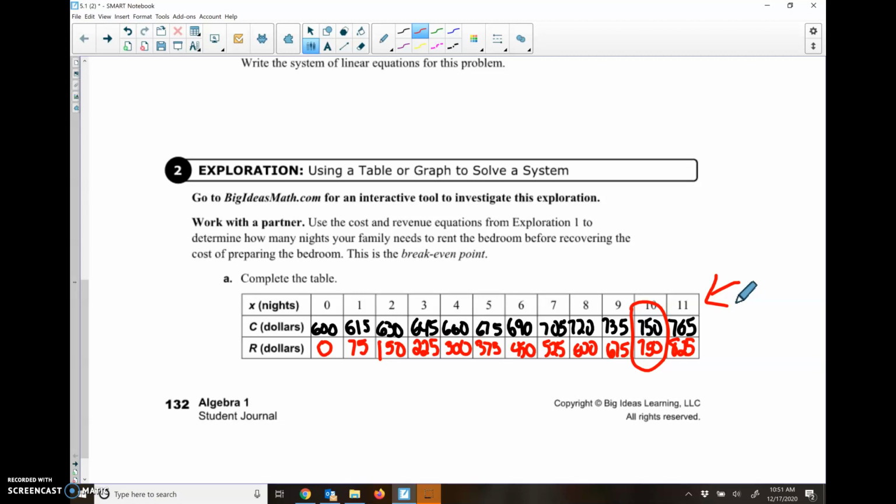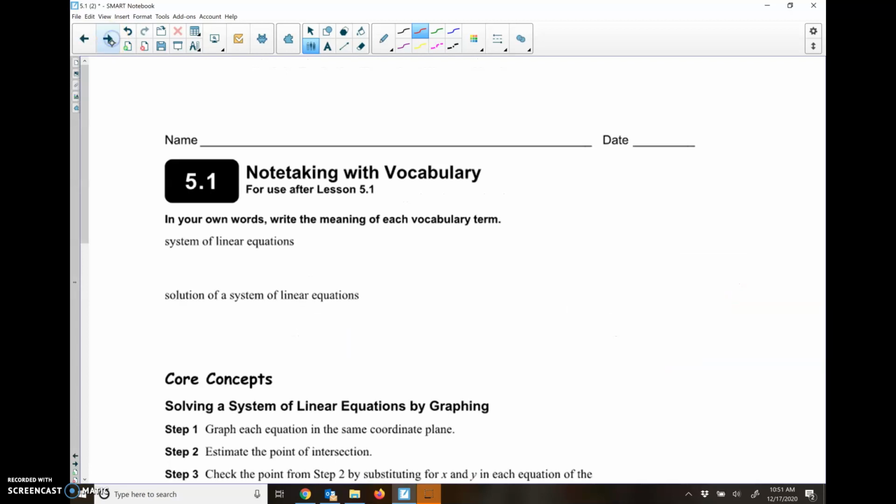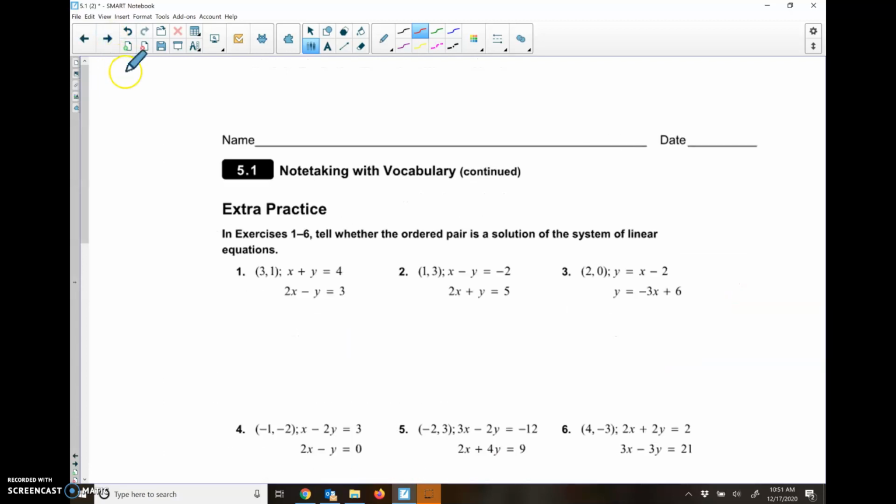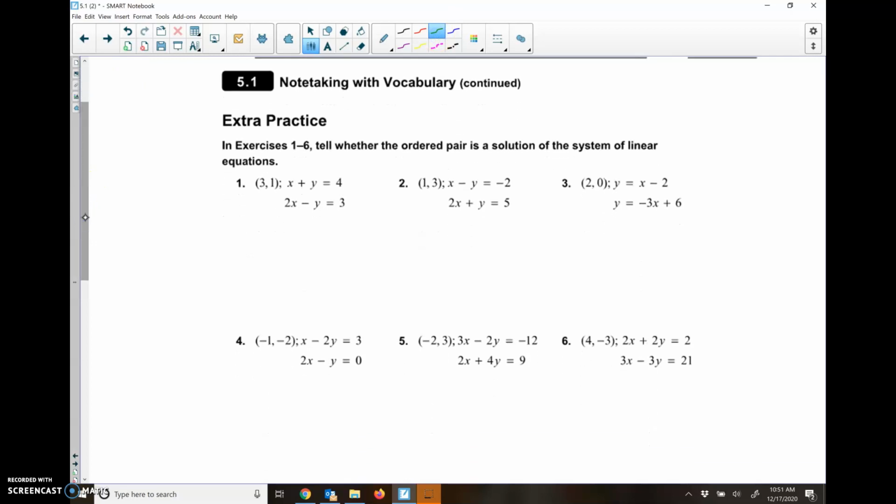Okay, so we can use systems to figure out our answers or stuff like that. So on this homework, like most homework, there are a couple different kinds of questions. This is one kind of question right here, these 1 through 6. You're just telling me yes or no: is (3, 1) an answer to these two problems?